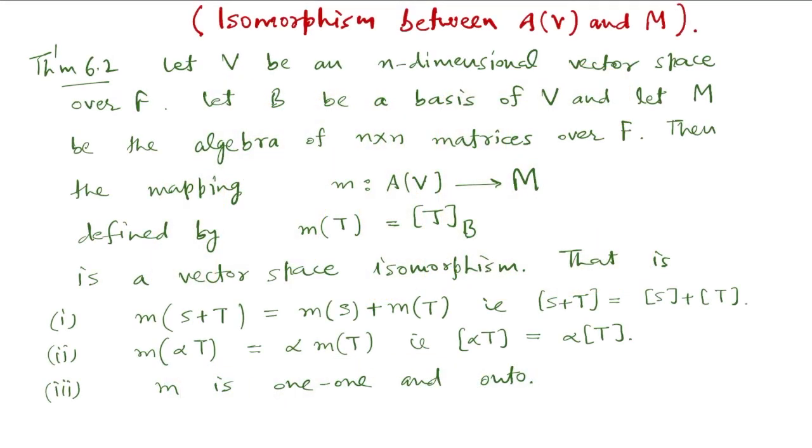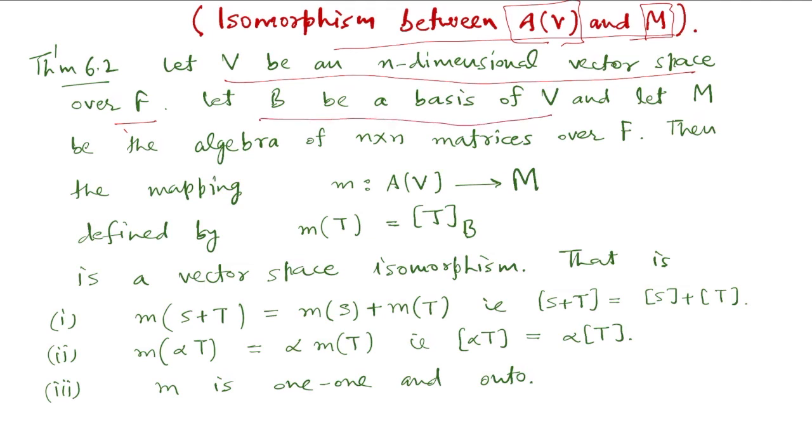In this video, we shall prove isomorphism between A(V) and M. A(V) is the algebra of all linear transformations and M is the algebra of all n by n matrices over F. So let V be an n-dimensional vector space over a field F. B is a basis of V and M is the algebra of all n by n matrices over F.